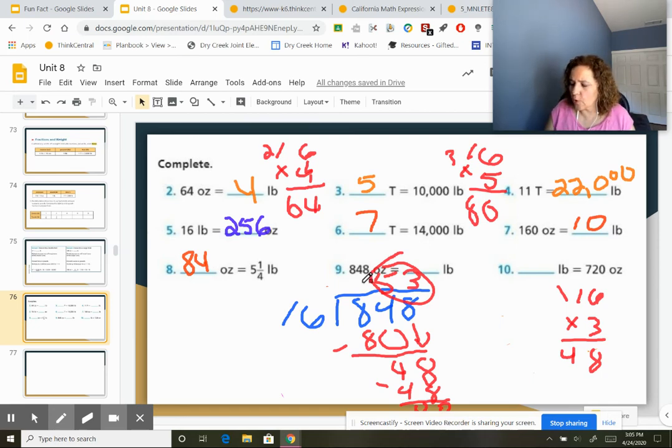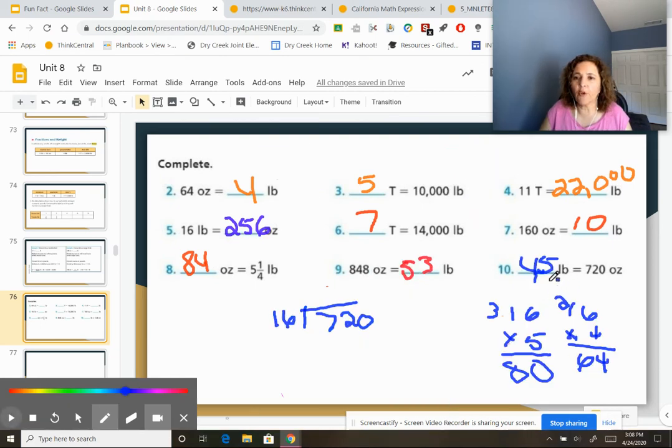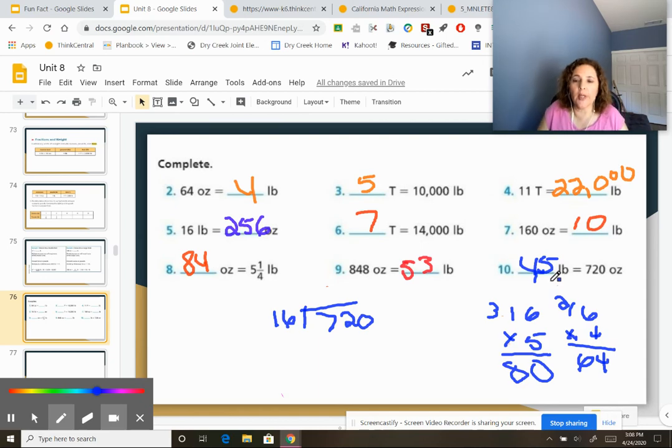Okay. So try to do the next one on your own and then come back to me to get the answer. So I have 720 ounces is how many pounds? Remember, you're going from a smaller to a bigger, so you're dividing again. Try that one and then come back to me. Okay, if you got 45 pounds, you are correct. If you did not, this is what I did.